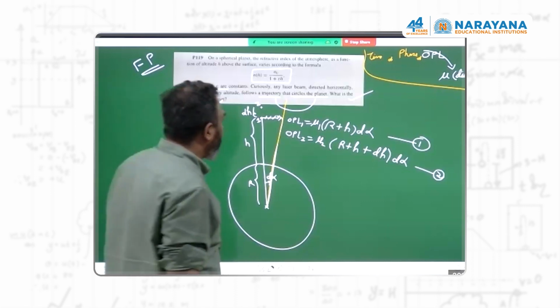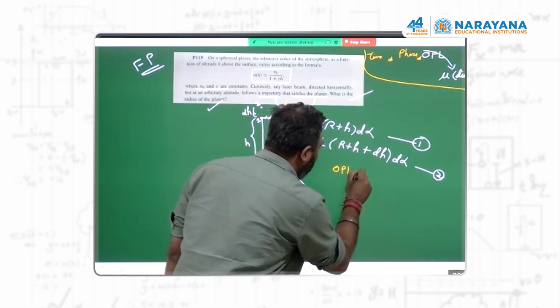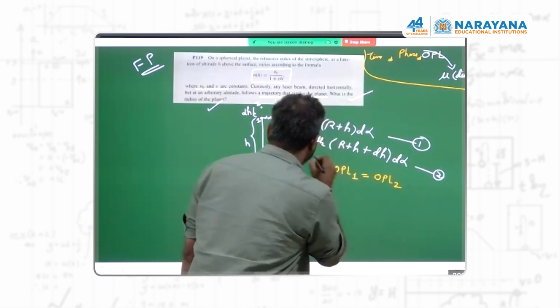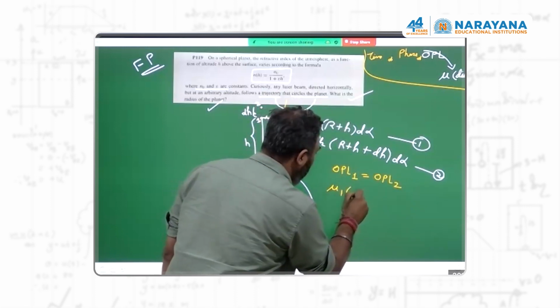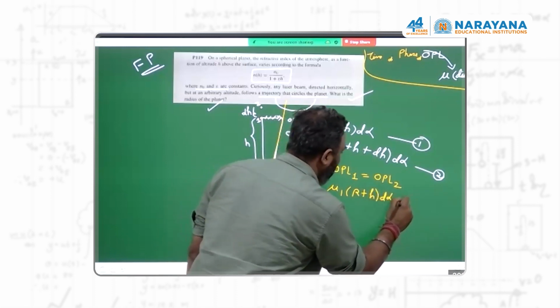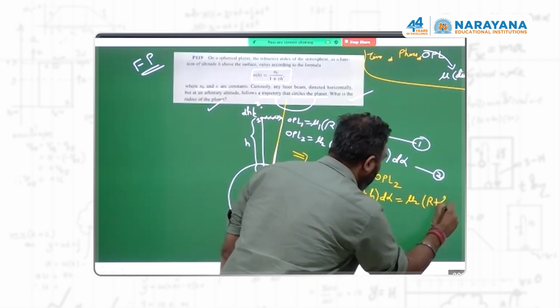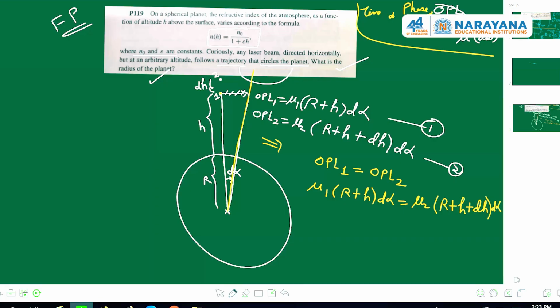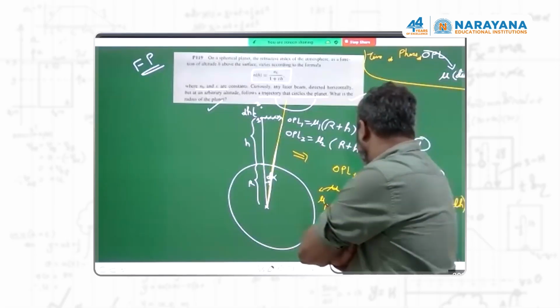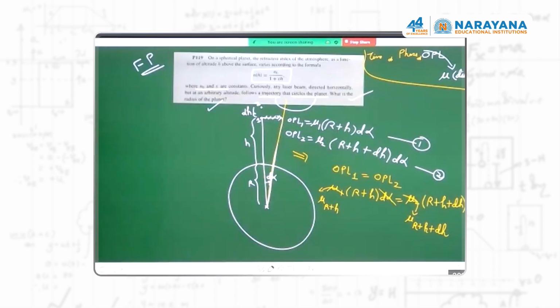Now it is simple. If we can justify that for them to move in a circular path, optical path length 1 becomes equal to optical path length 2, my purpose is solved. That makes mu1 into r plus h into d alpha equal to mu2 into r plus h plus dh into d alpha. This term will obviously cancel out. Remember, mu1 is mu at r plus h, and mu2 is mu at r plus h plus dh. Now this equation helps me out in the problem: mu at r plus h and mu at r plus h plus dh into r plus h plus dh.